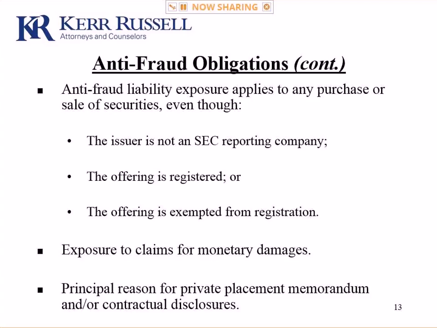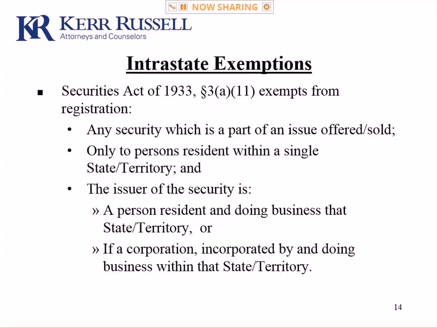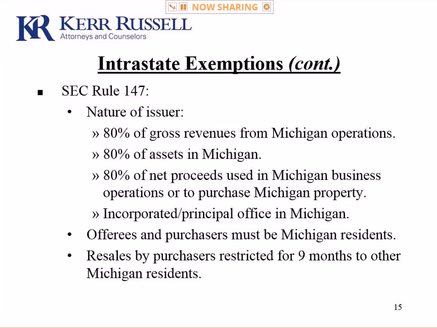And we just have some additional information that goes on in more detail on the anti-fraud obligations. The next slide is speaking to intrastate exemptions, and basically this is an exemption available from the federal securities laws, the Act of 1933. And basically, if offerings are taking place within the geographical boundaries of a state and are made only to persons resident within a state, and if the other criteria is satisfied, then that takes the offering of those securities outside the realm of federal registration.